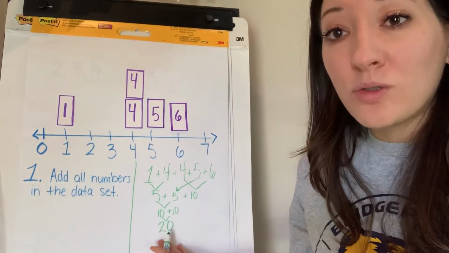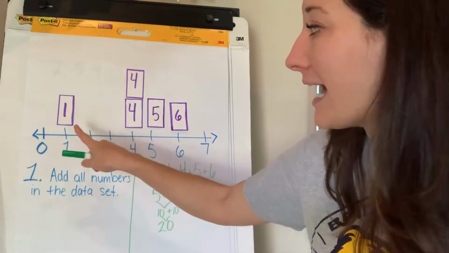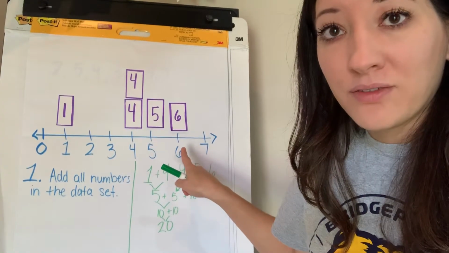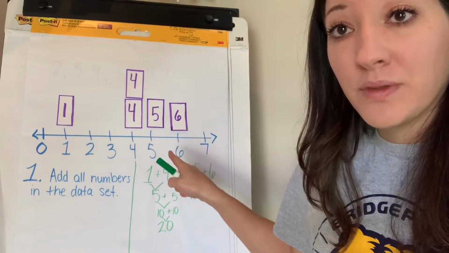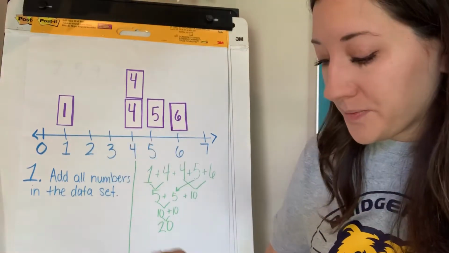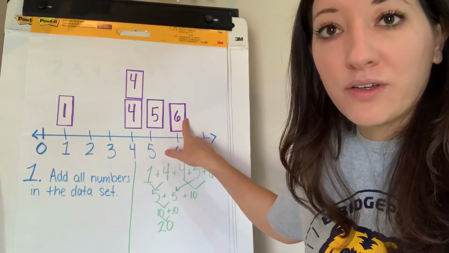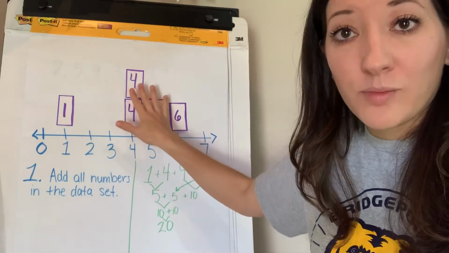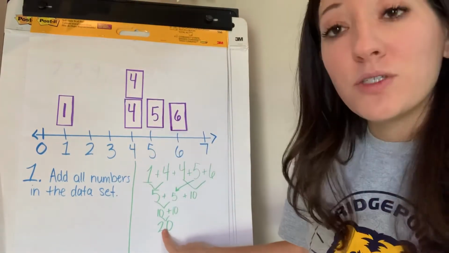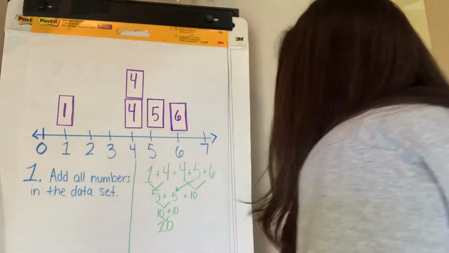Now what I'm going to do with that 20 is divide the total by how many pieces of data I have. So how many numbers are up there? That's what I'm going to divide by. In this case, I have 1, 2, 3, 4, 5 pieces of data. I've got 5 of these numbers in my data set. So I'm going to take my total and divide that number by 5. So step 2.